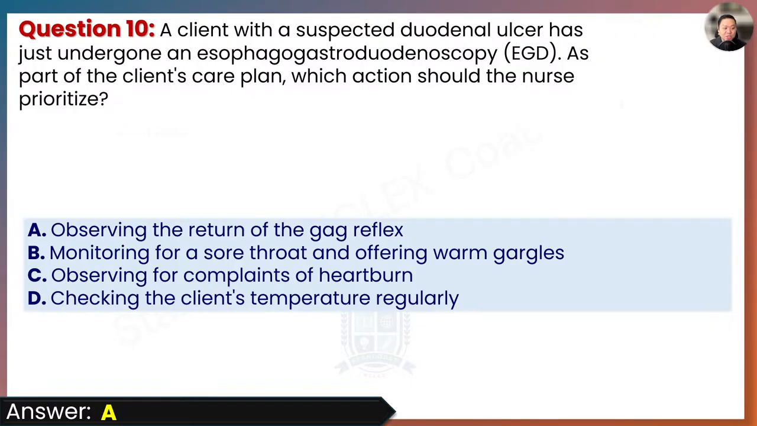Now, what about letter D, checking the client's temperature regularly? This is also an important part of post-procedure care to detect potential complications such as infection or GI perforation, which could present as a fever. However, the patient's airway is the first priority, and checking the temperature should come next after you have ensured that their gag reflex has returned.